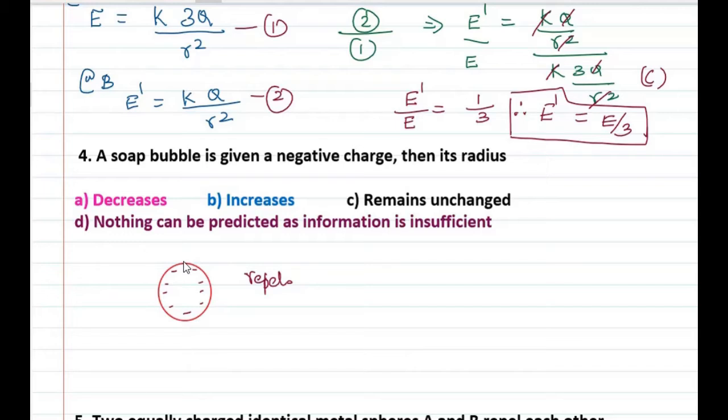So due to this, what happens? Due to the repulsive nature, each charge will repel each other, right? So when it repels each charge, what happens? The radius gets increased. Radius increases, because due to the symmetry property of the bubble, all the negative charges will repel one another. So the radius increases due to the repulsive force of the negative charges present in the bubble.